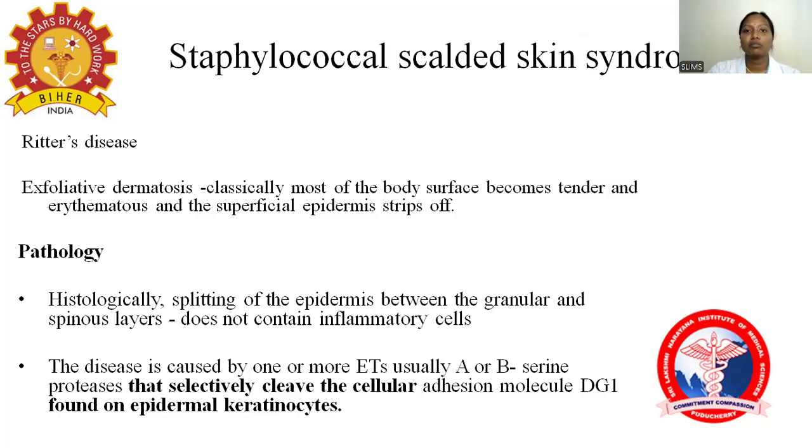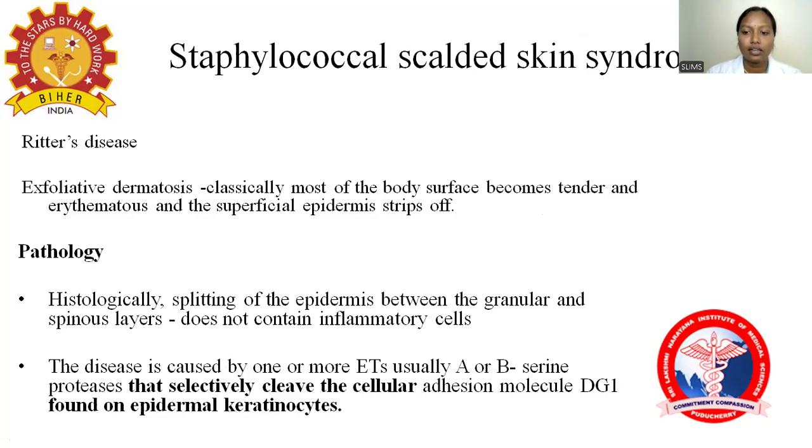So next we are going into some of the superficial infections which are progressing towards bacteremia, that is, systemic infection. Staphylococcal scalded skin syndrome. It is also called Ritter's disease. So here, as we learned earlier in impetigo, the same mechanism, exfoliative dermatitis. Most of the body surface area will become tender, erythematous, and peeling will also be seen. The pathology is that the epidermis gets split between the granular layer and spinous layer.